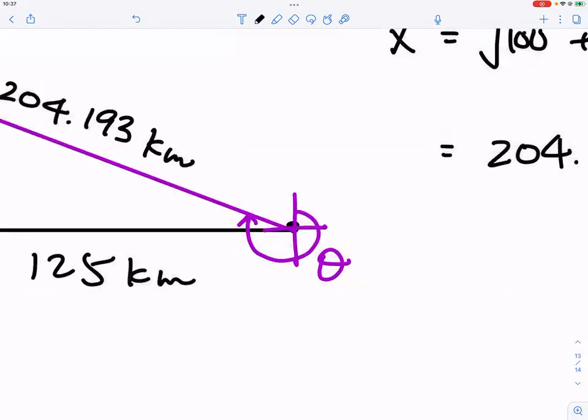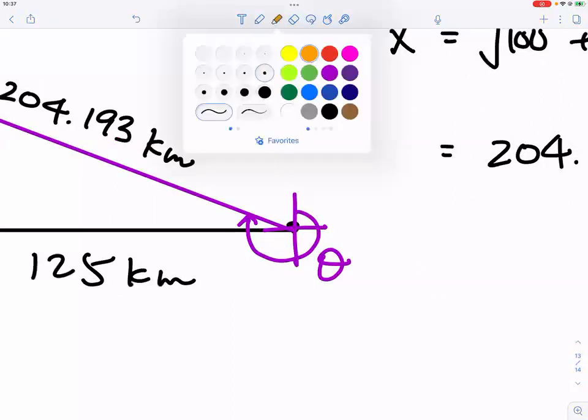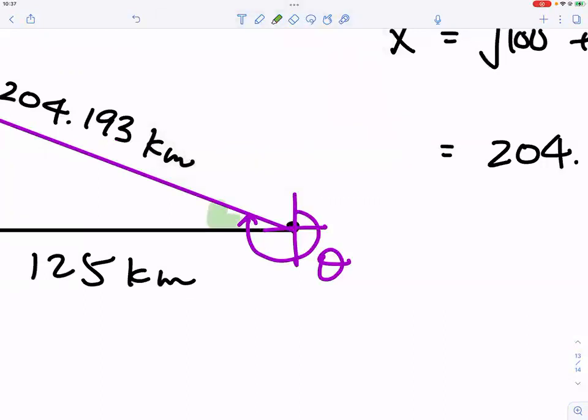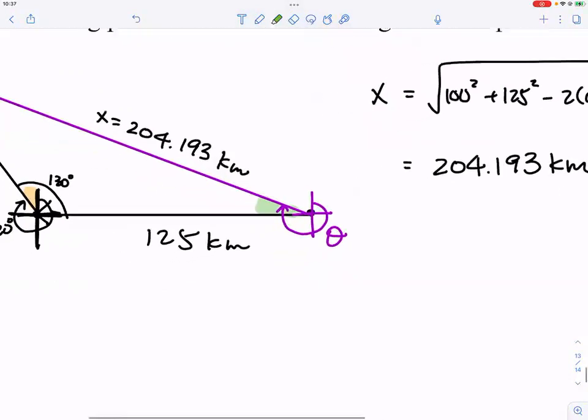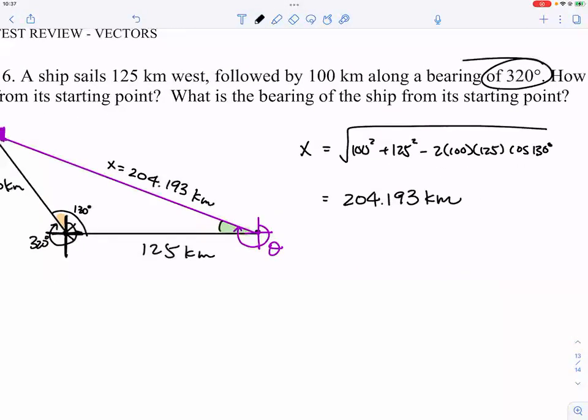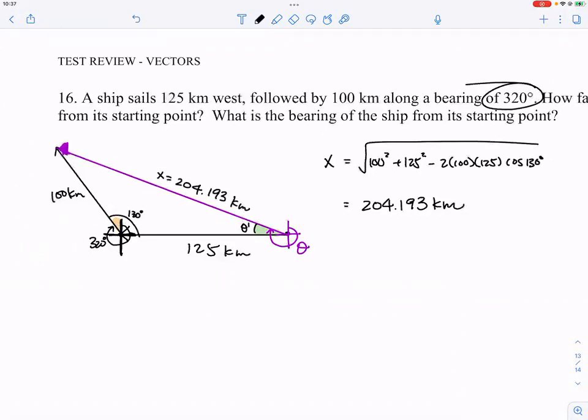So if you want to find the theta right here, the only thing we are left with is this little slice. If we know this angle, then we can add it on to 270. For example, if this is 25 degrees, then the bearing would be 270 plus 25, right? So let's find out what it is. Let's call this theta prime.